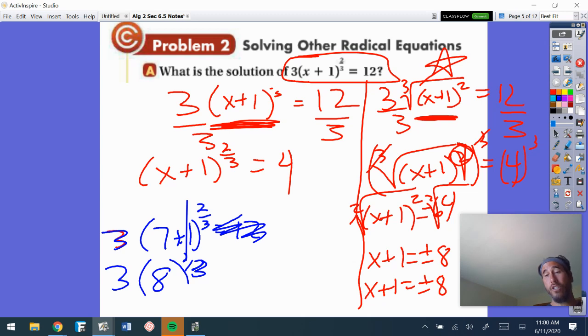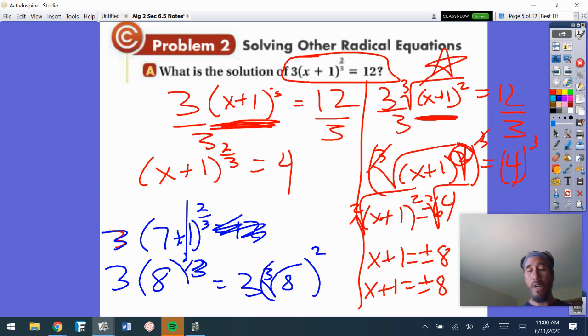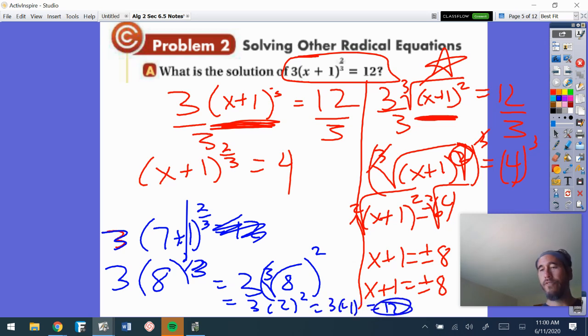Now, what's 8 to the 2/3? Well, that means we're going to do the root and then the power, remember. So we have 3, and then we want to rewrite it as the cube root of 8. And remember, when I did these before, I said always put that square on the outside. Now, what is the cube root of 8? That's 2, so that equals 3 times 2 squared. What's 2 squared? Please excuse my dear Aunt Sally. That's 3 times 4, which is 12. Okay, guys? And that one worked out.